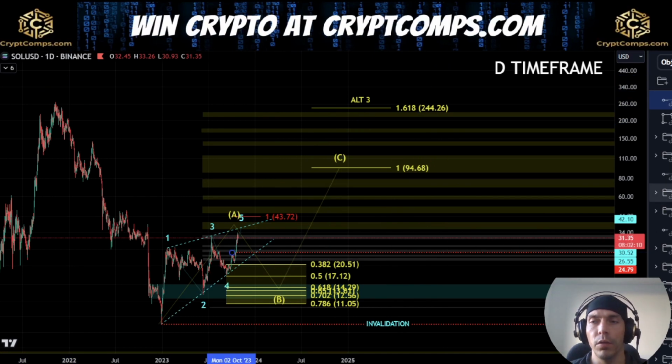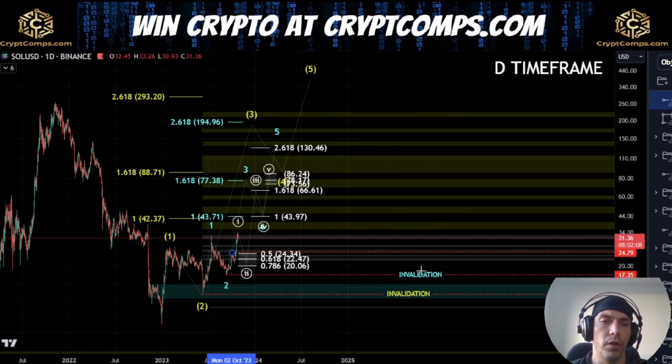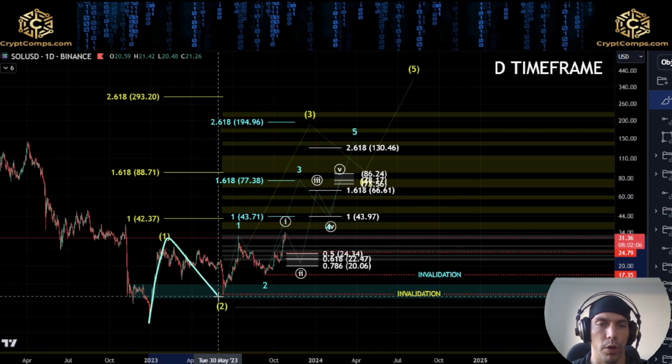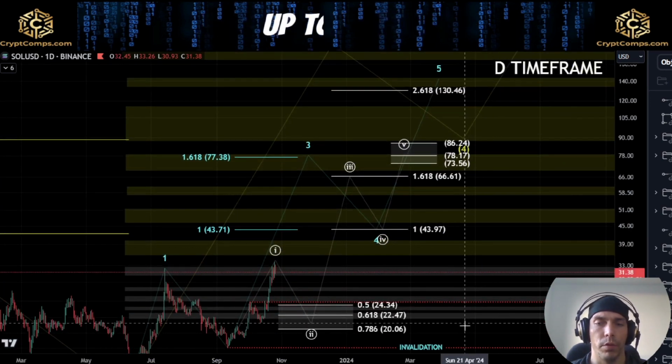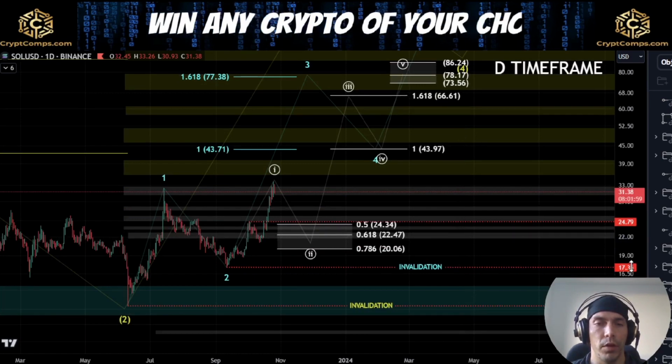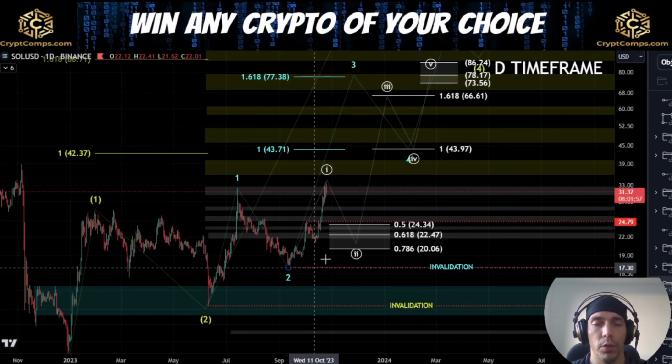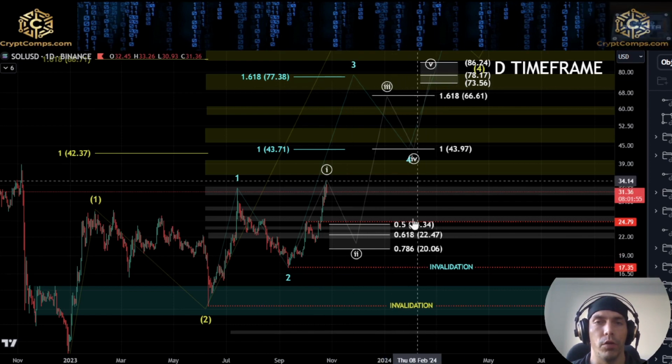Now, the alternate way that we could look at this is actually saying that instead here what we have is 1, 2, 1, 2, and 1, 2 here. Now this is going to have a very important invalidation point here, which is this 1735. Breaking down past this level makes the probability of this continuation less likely.